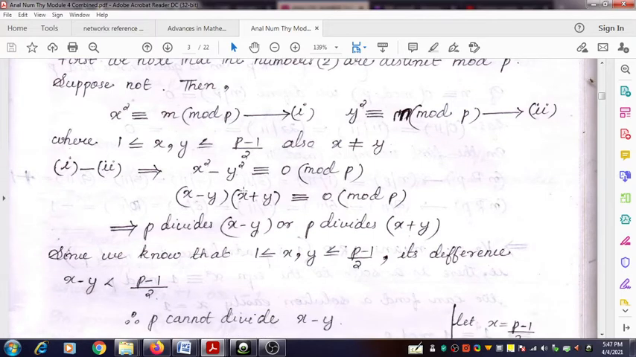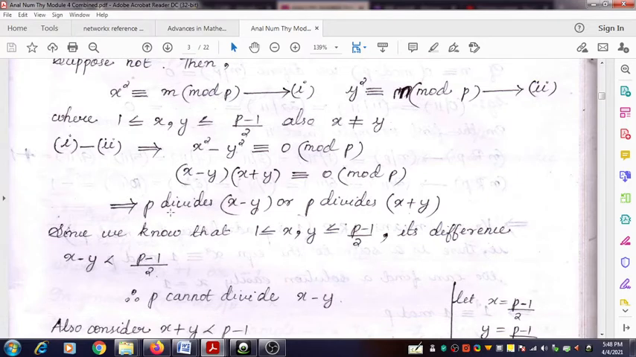Then in the next step you can split the left hand side and write that x minus y into x plus y is congruent to 0 mod p, right? Okay, what does it mean? This expression says that the product x minus y into x plus y can be divided by p, and since p is a prime number, p must either divide x minus y or divide x plus y. That is the last point that we can conclude from this last step. So this implies that p divides either x minus y or p divides x plus y.